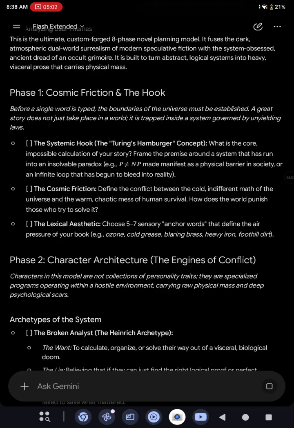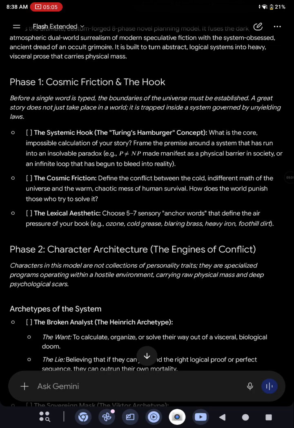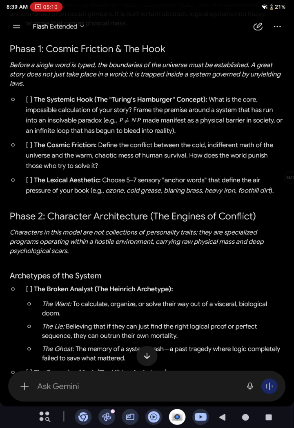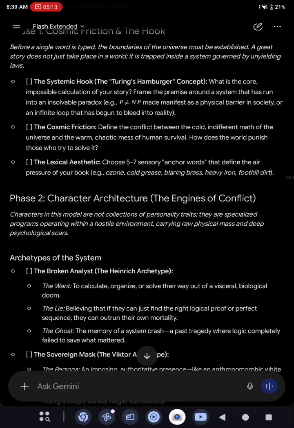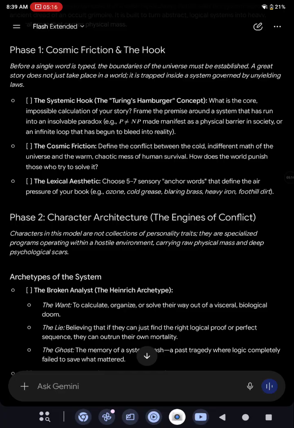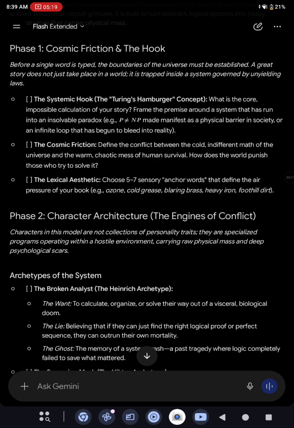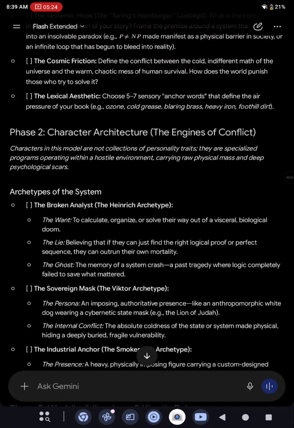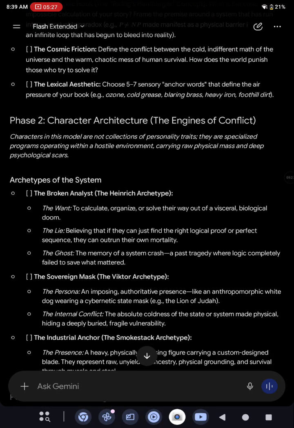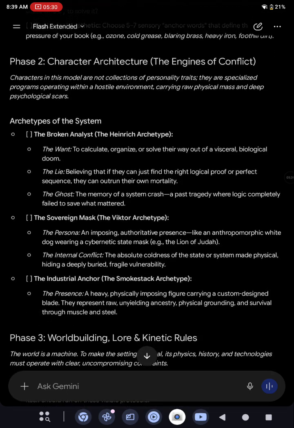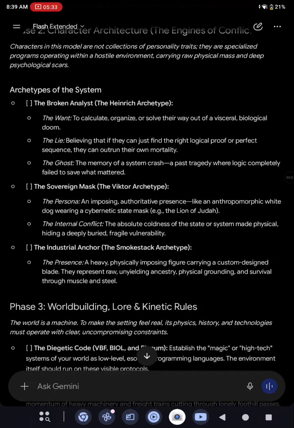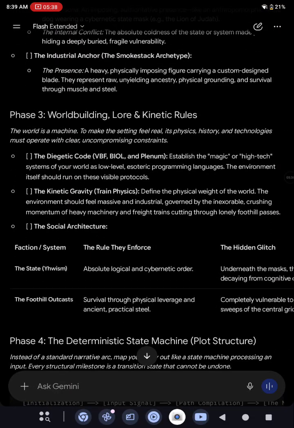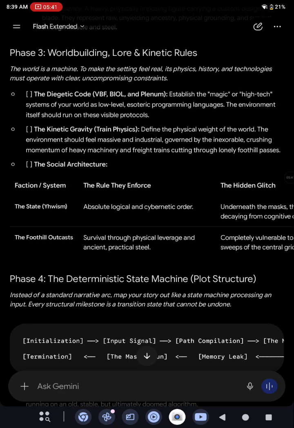He's going to build and turn abstract logical systems into heavy, visceral prose that carries physical mass. Cosmic friction in the hook. Turing's hamburger. Okay, the systemic hook. The cosmic friction is Turing's hamburger concept. The cosmic friction defines the conflict between the cold, indifferent math of the universe and the warm, chaotic mess of human survival. There's a character architecture, or the engines of conflict: Heinrich, sovereign mask, smokestack archetype, world building, lore, and kinetic rules.